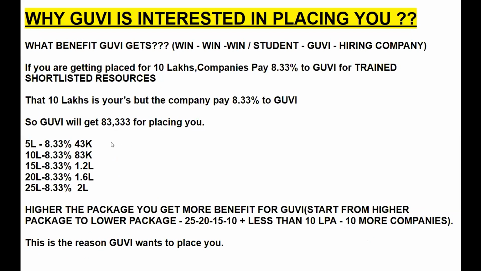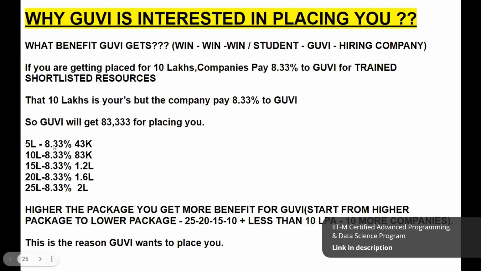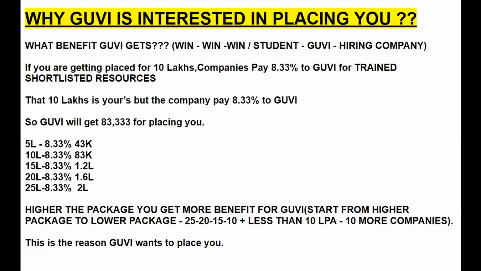Let's say, for example, if you're getting placed for 5 lakhs, the company will pay us 8.33%. That is 43,000 only for placing you. If you're getting placed for 10 lakhs, 8.33% is 83,000. Only for placing you, the company will pay us for giving them trained resources. So the higher the package you go, the more benefit GUVI is going to get, and the more benefit you will also get.